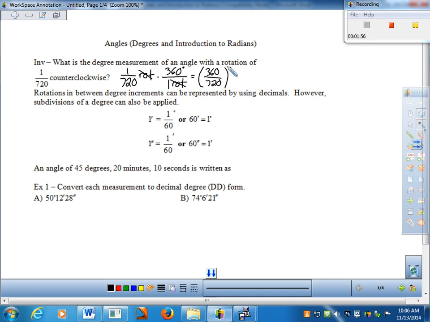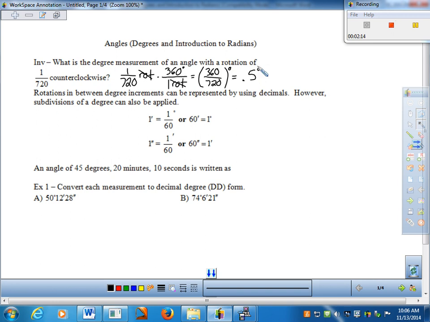In this case, I did pick this for a very particular reason. If I went further and reduced this, it reduces beautifully into just 1/2. So essentially, I do have half of a degree. I'm just going to write it like this for the time being, and then we'll move on to the next piece. But that's pretty much it. 1/720th of a rotation counterclockwise would be half of a degree.